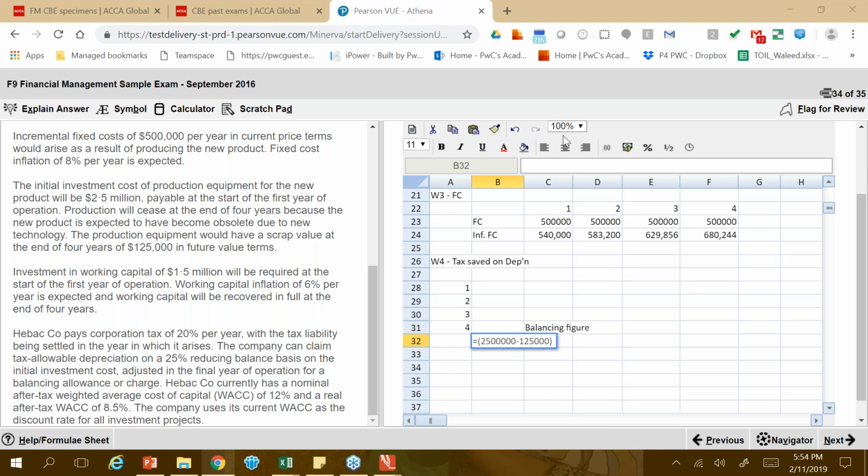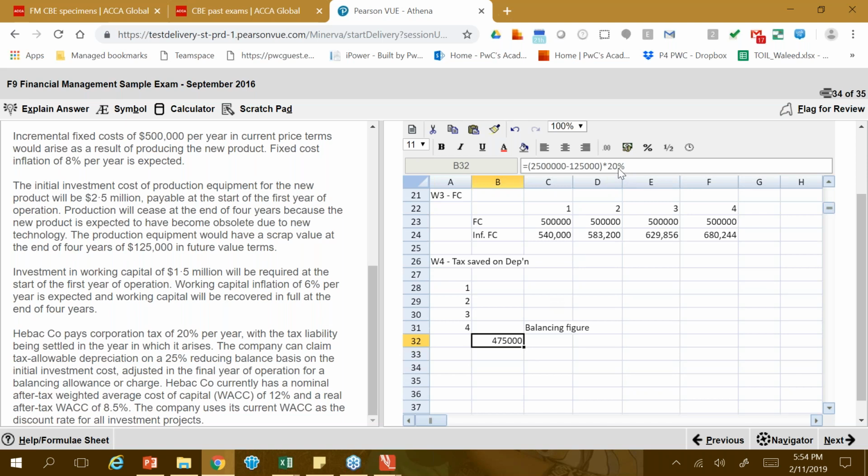And once I get the total depreciation here, what I can then do is multiply this with the tax rate of 20%. So what I've got now is the total tax saving on the total depreciation, which is $475,000. Total tax saving on total depreciation. We don't need to write this in the exam, it's just for your reference.